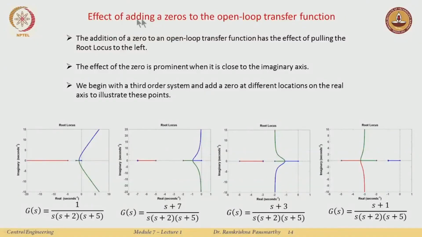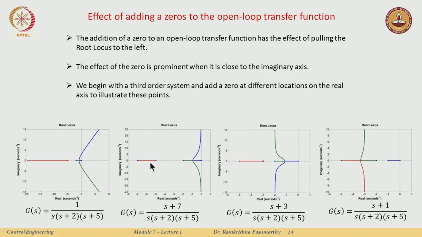Now, what happens if I add a zero to the open loop transfer function? Let me say I start with this open loop configuration. I have a pole at the origin, a pole at minus 2, a pole at minus 5, and of course, if I just plot the root locus, this one will go away to infinity, these two will meet each other and then again go to infinity, and after a particular value of k, the Routh-Hurwitz will tell me that I am going towards the unstable region.